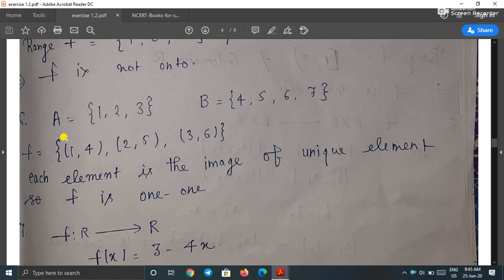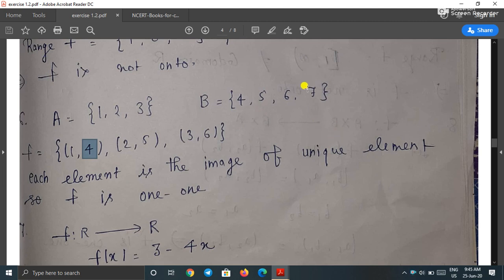कहीं भी ना तो बेटा, सेकेंड स्लॉट कहीं पे रिपीट नहीं हो रहा. अगर 4 एक बार राइट में प्लेस पे आ गया तो और किसी पेयर में 4 नहीं आ रहा है. इसका मतलब फंक्शन 1, 1 हो गया. मतलब 4, 5, 6 ये केवल और केवल एक एक सिंगल यूनिक एलिमेंट की इमेजेस है. सो फंक्शन इज 1, 1.